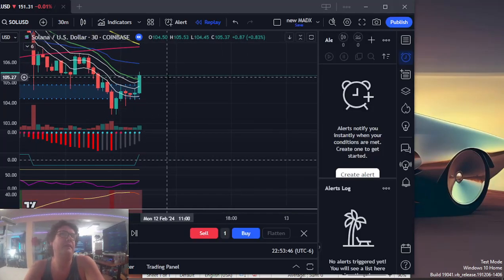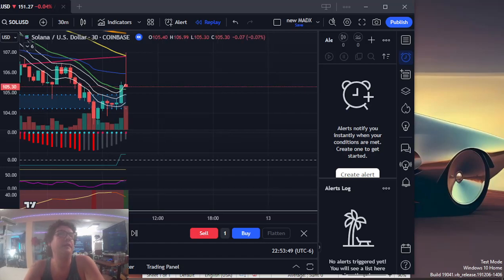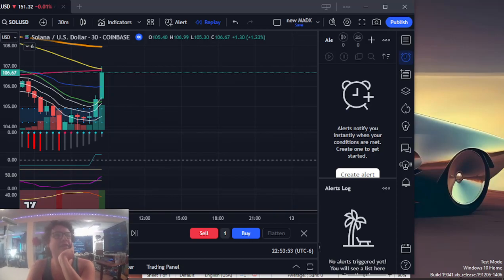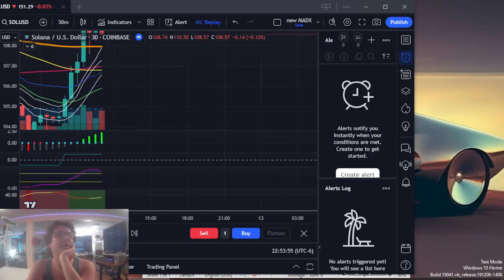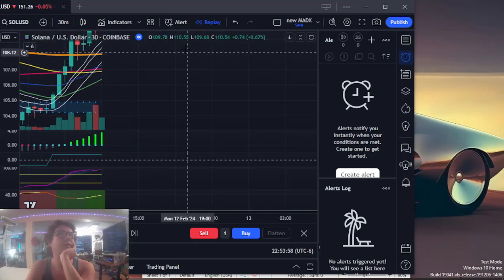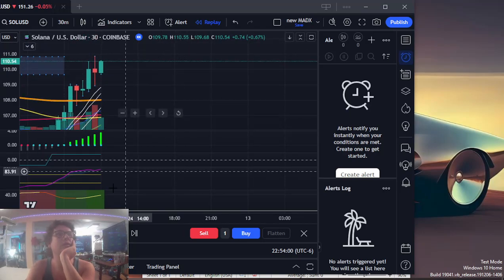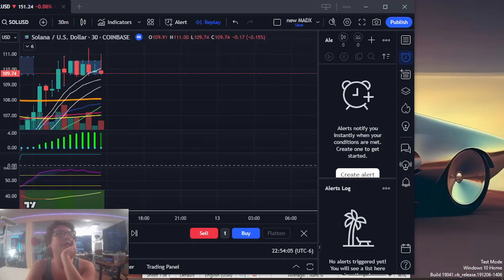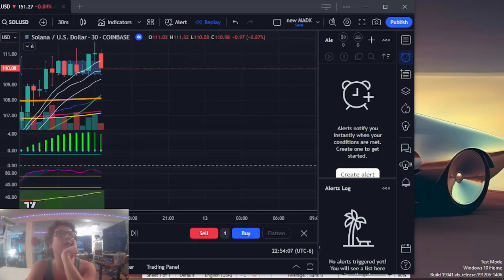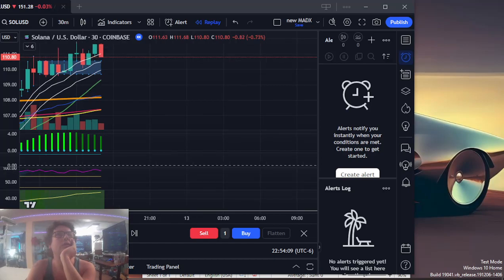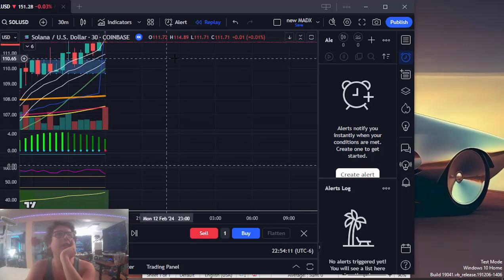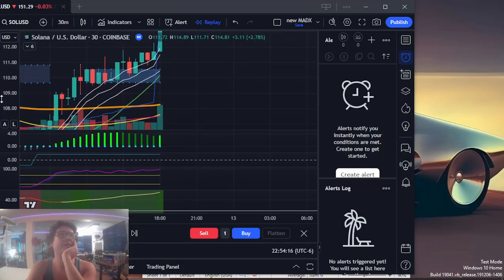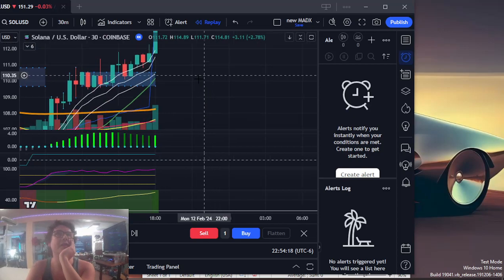Let's see if it made it anyway. Yep. It's nice to see the strategy works even for trades you don't take. Wow. None of those. Yeah, none of those touch the middle line.